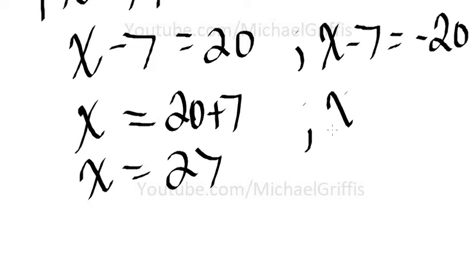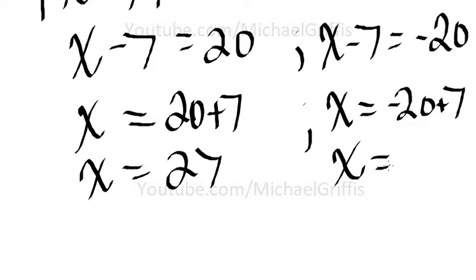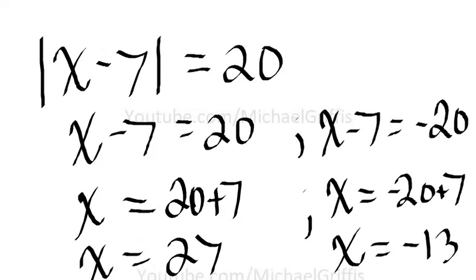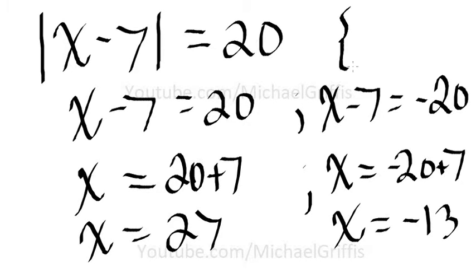And then looking at the one on the right, add 7 once again, so this becomes x is equal to negative 20 plus 7. What is that? That's negative 13. Right, negative 13. So as you can see here, our solution set is 27, negative 13.